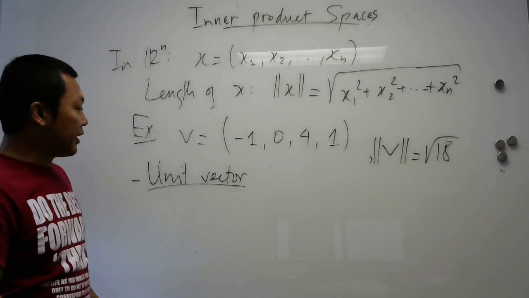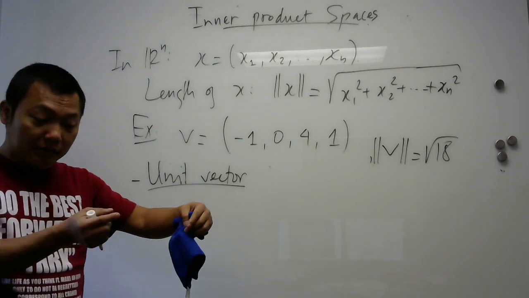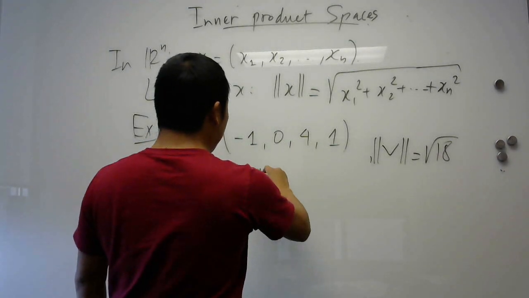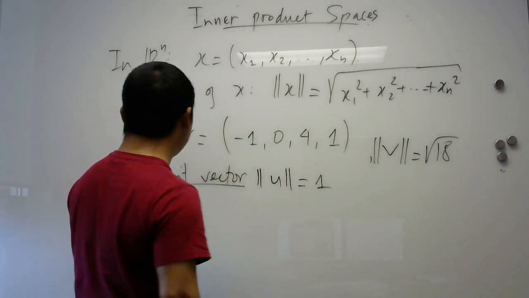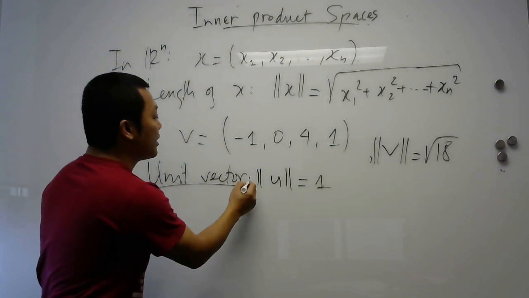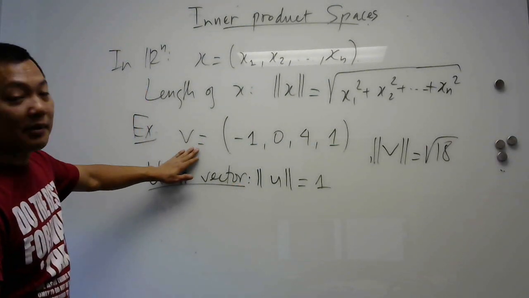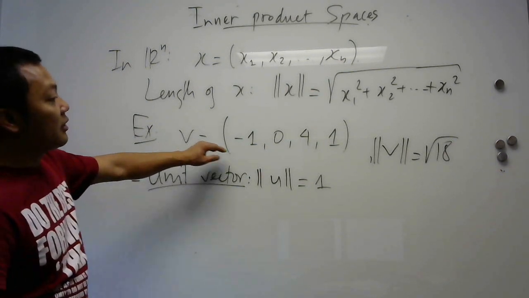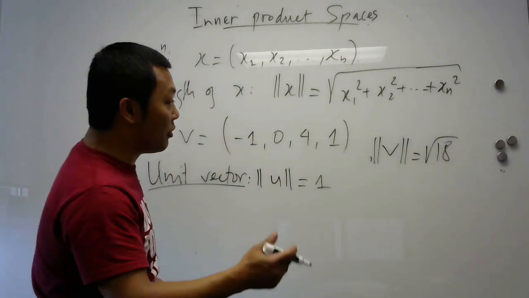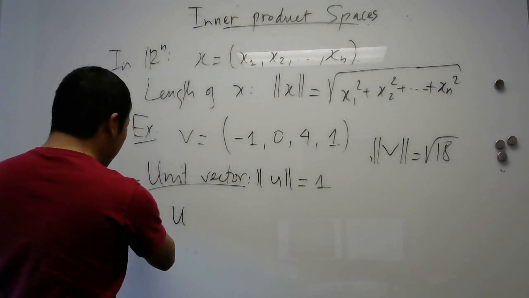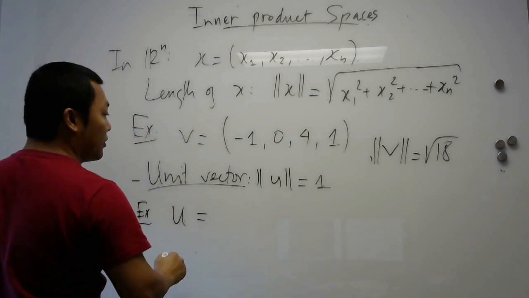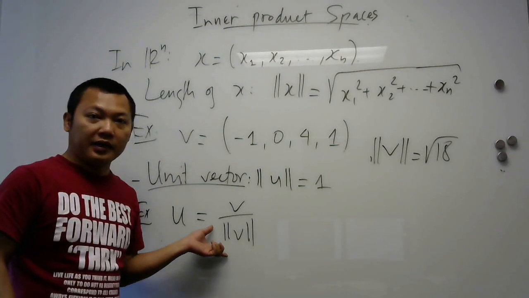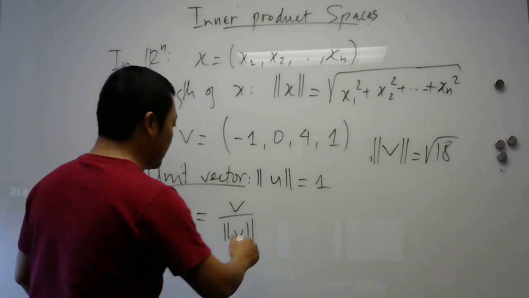Unit vector means a vector of norm 1, of length 1. So basically, if we have a unit vector, the length of that should be 1. From this vector, I can make a vector of length 1 by dividing this vector by its norm. So from this example, I can have u equal to v over the norm of v. So this will be a unit vector.